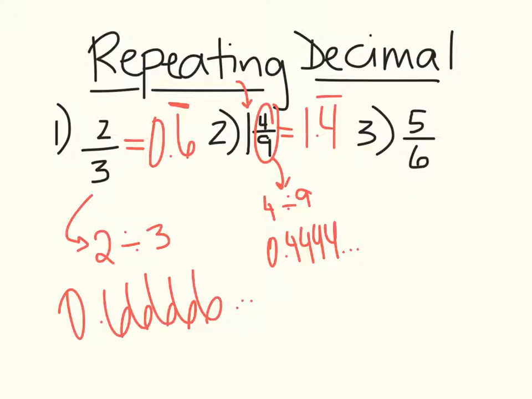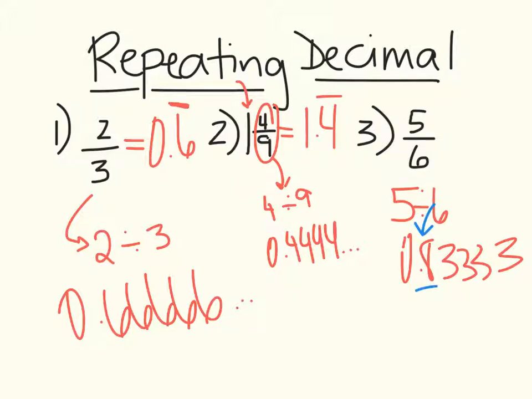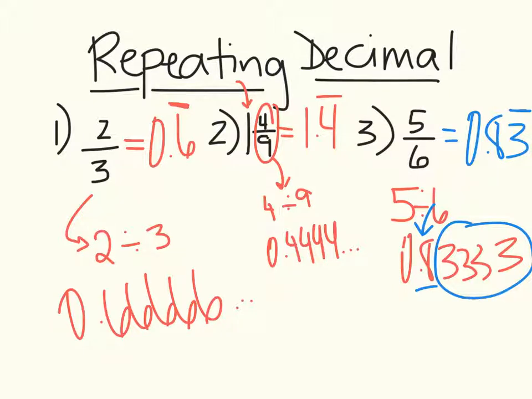Finally, looking at 5/6, I'm going to do 5 divided by 6 on my calculator. And in this example, I get 0.83333 and so on. So notice that in this example, the 8 is not repeating. However, the 3's are repeating. So when we go to write this, we have to be really careful. We're going to put 0.83, but our repeating line, our bar notation, is only going to go above the number 3 because that's the only number that is repeating.